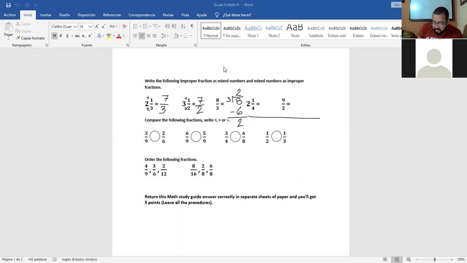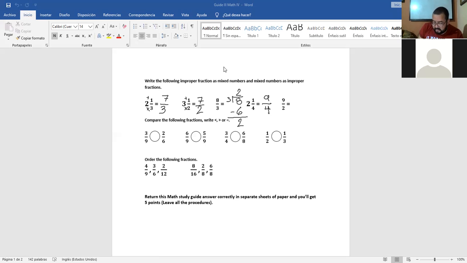Remember, you can stop the video whenever you want to copy the exercises. Here we're going to multiply 4 times 2, that equals 8. Then plus 1. 2 times 4, 8, plus 1, 9. So the numerator is going to be 9. And the denominator, 4. This 4.